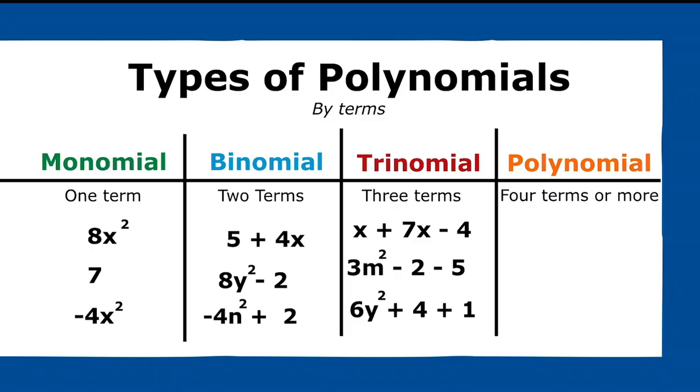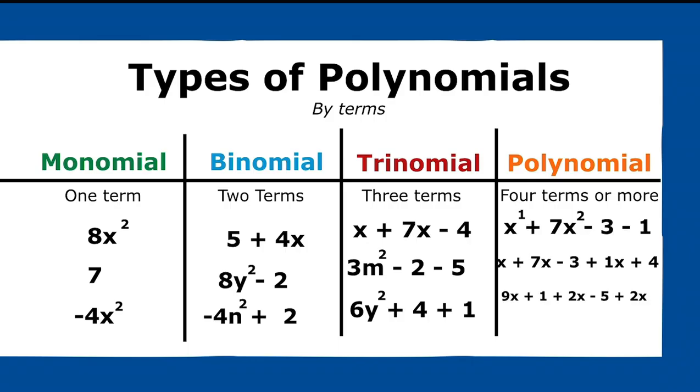Now, if I want to go to polynomials, I know this would be four terms or more. So I have x to the power of 1, plus 7x to the power of 2, minus 3, minus 1. This is four terms, and this makes it polynomial. I would classify this as a polynomial. Or I could have x plus 7x minus 3 plus 1x plus 4. This is five terms, and I know it's a polynomial because a polynomial must be four terms or more.